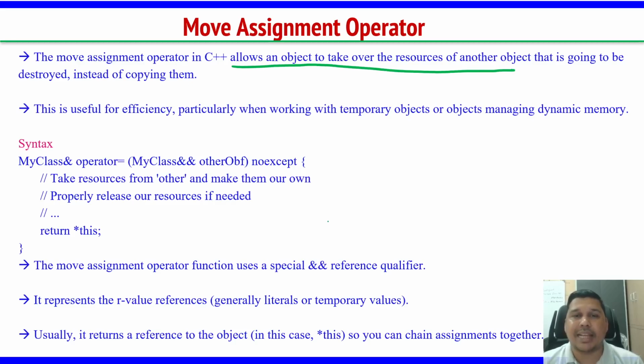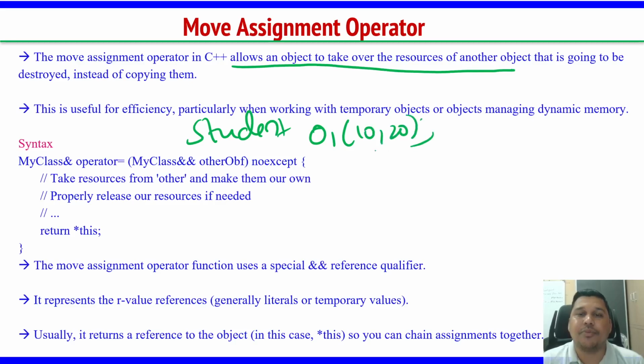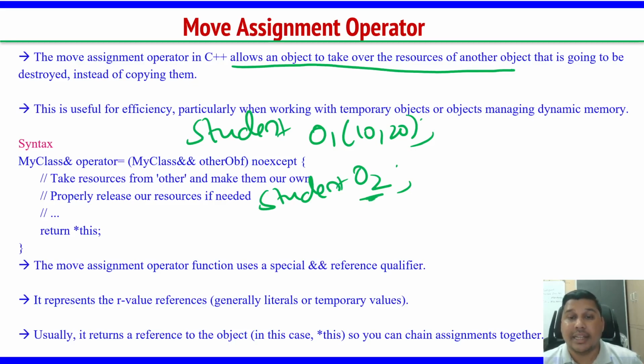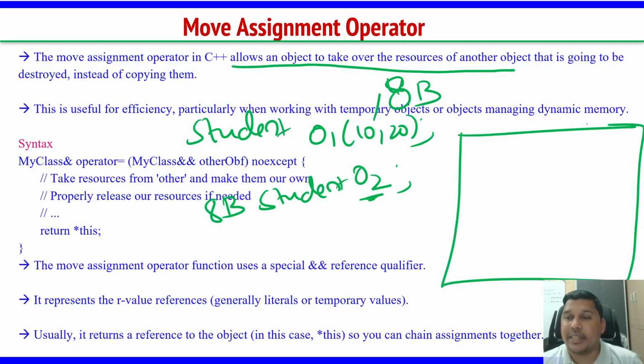Meaning, with the same example of the copy constructor, I have student O1 with 10 and 20. I have another object, student O2. For now, I am not writing the syntax, just explaining. If I use the copy constructor, this is taking 8 bytes, and this will also take 8 bytes. Whereas if you use the move assignment operator in your RAM, you will not create two more variables. What will happen in your RAM? See, like this.